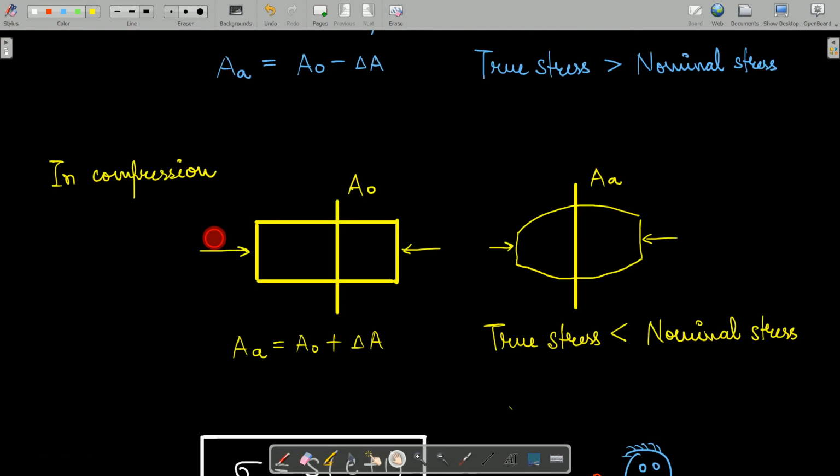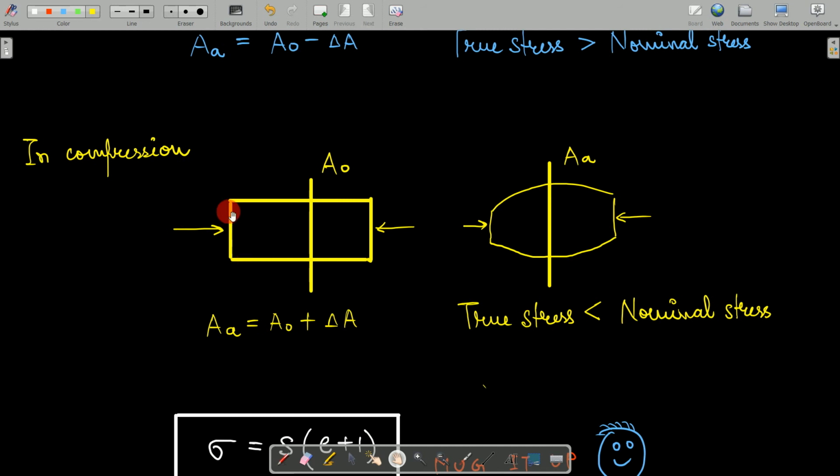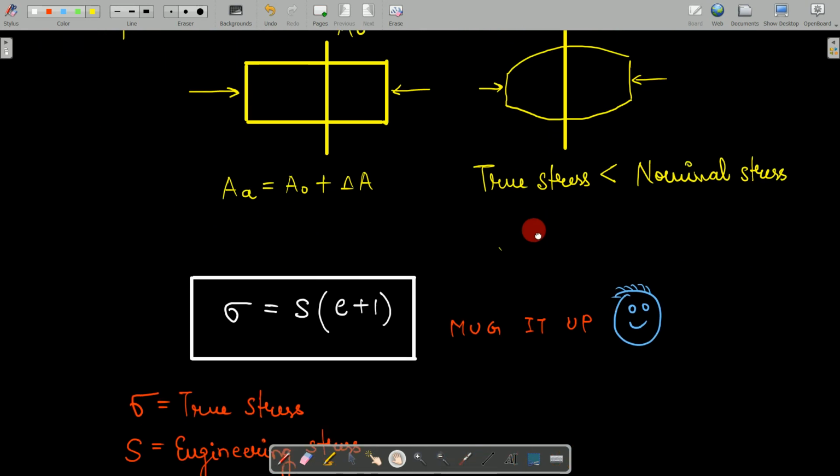Now in compression, what is going to happen? Just the reverse of that. So let us consider we have a body out here. Now if you are pushing it, in that case, the area of cross section, that is the actual area of cross section, will increase, as you can see from the figure. So we can write here A actual is equal to A naught plus delta A. Now since the area is increasing, the overall value will decrease. So that is why true stress will be less than your nominal stress.